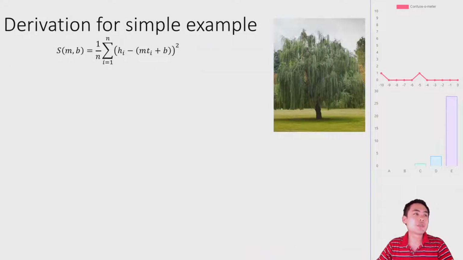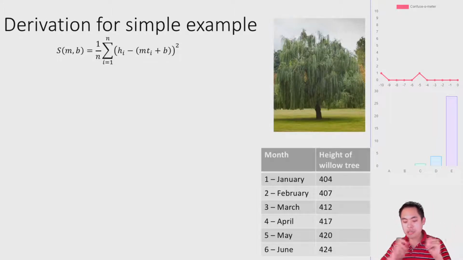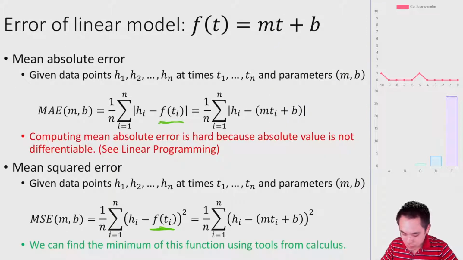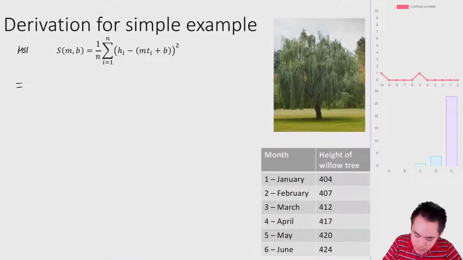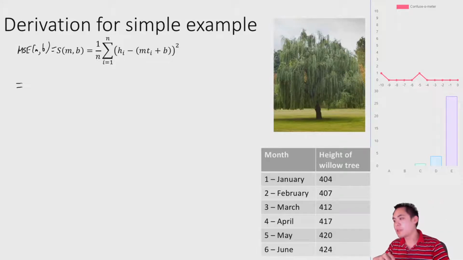Let's walk through the derivation for a simple example, by which I mean our willow tree. Unfortunately, even though this is a simple example, it's going to look super duper complicated. The first thing we do is write out this function. We're going to call this function the MSE function, MSE of m, b. I'm just going to call it s for squared because it's less writing. So s of m, b is the squared error for given parameters m and b. This is a function of m and b because what we're asking is, given a particular line, what is the error of the data points from that line?